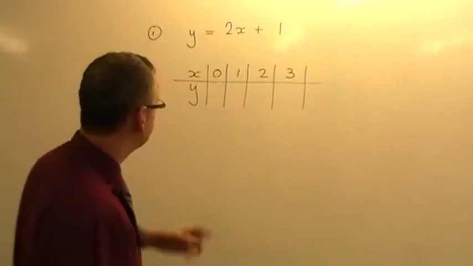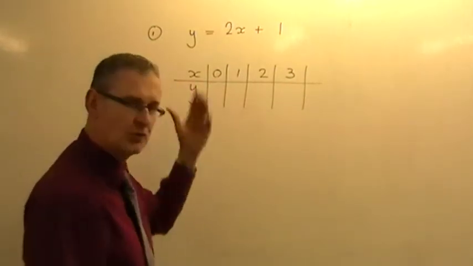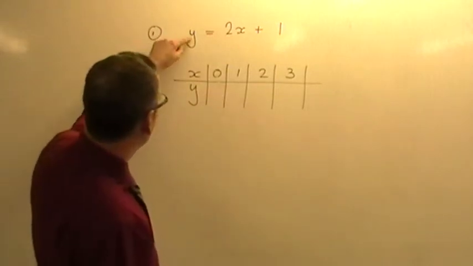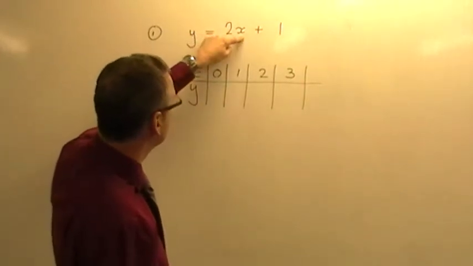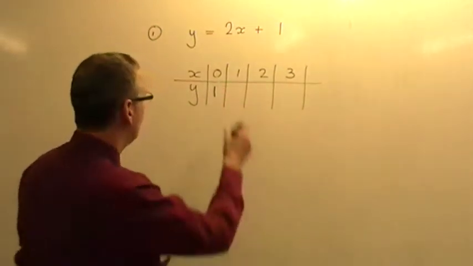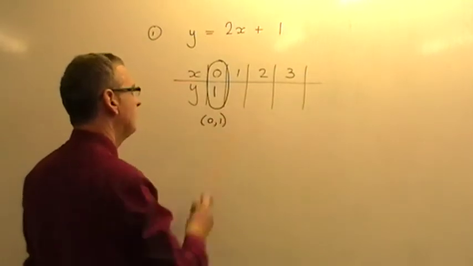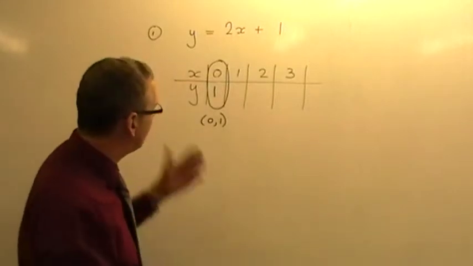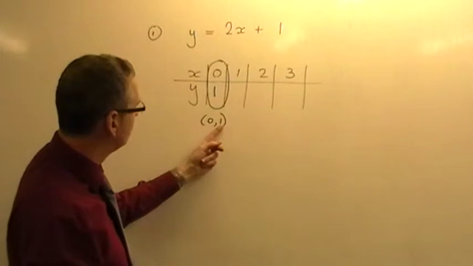So for example, if x is nothing, then to find the y value that goes with that, which lies on my line that I'm trying to draw, you say that the y value must be equal to 2 times nothing, that's nothing, add 1. That must be 1. So what I've got there, which I'll just circle, is a point which I can then plot. 0, 1. So I've now got 1 point to plot. The x value is 0 and the y value is 1.